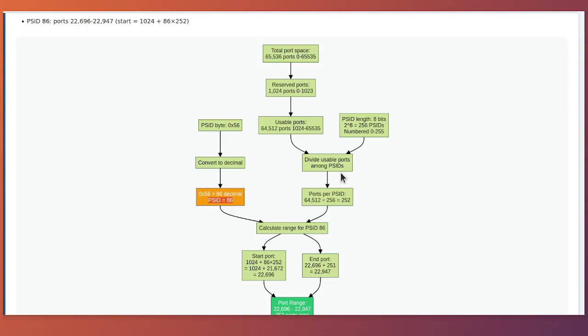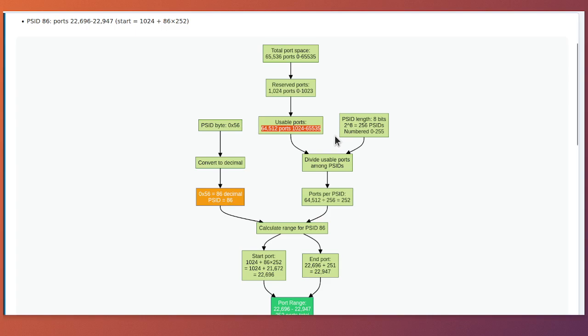Here is how the math works. The total number of TCP or UDP port numbers is 65,536, numbered from 0 to 65,535. However, ports 0 through 1023 are reserved as well-known ports for system services, so we should not allocate them to customers. This leaves us with 64,512 usable ports, from port 1024 to port 65,535.